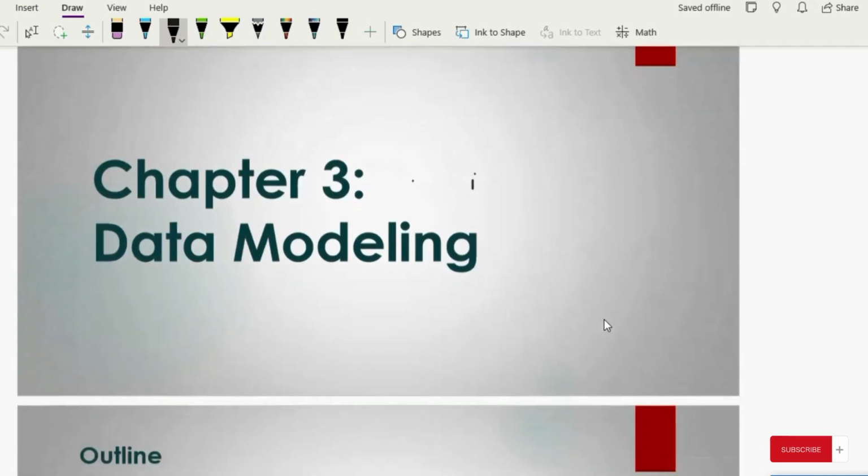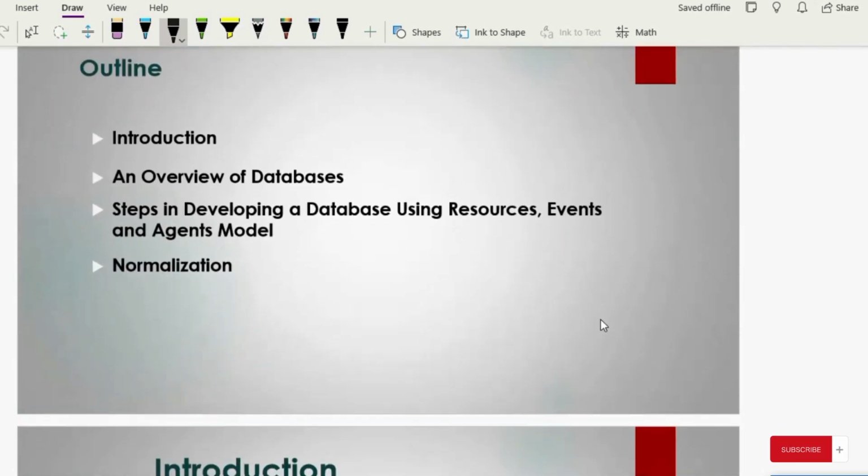Let's move on towards the key topics which we are going to discuss in this chapter. It includes, firstly, the introduction, then we will look into the overview of the database, and then we will talk about the different steps involved in developing a database, and we will also discuss the REA model in detail, its introduction we already took in the previous chapters. Finally, we will end our discussion with normalization.